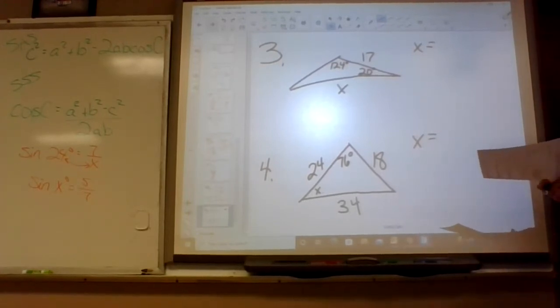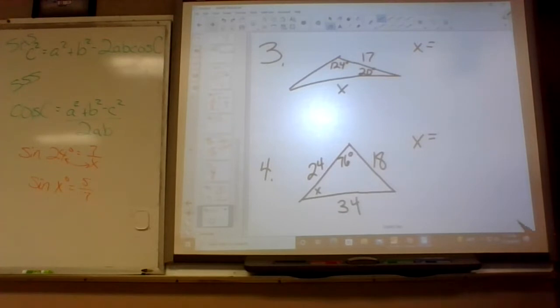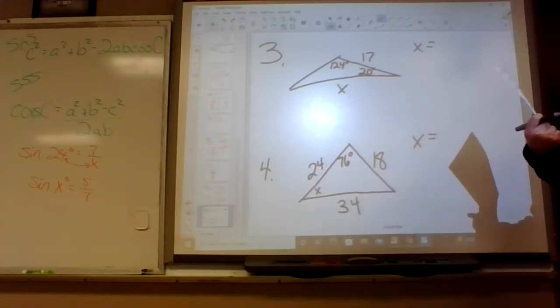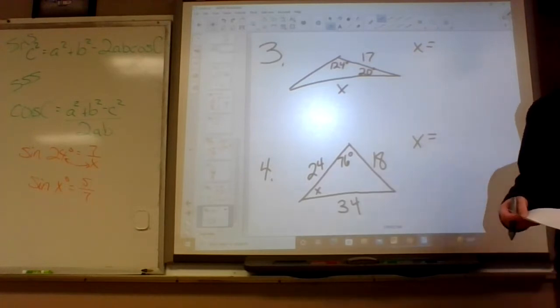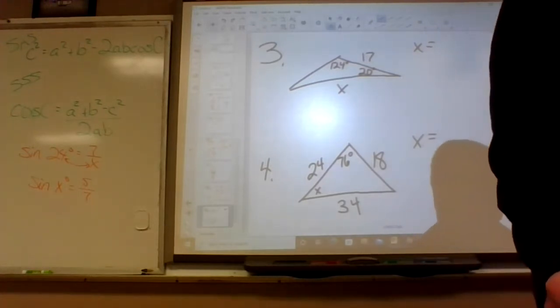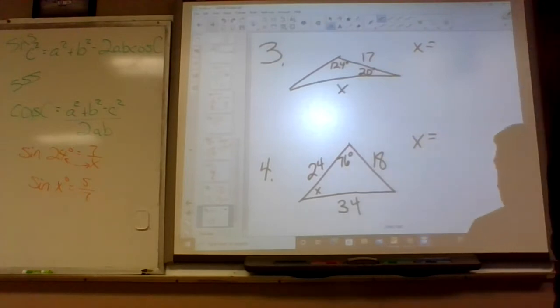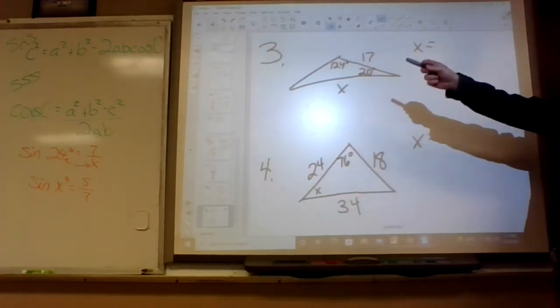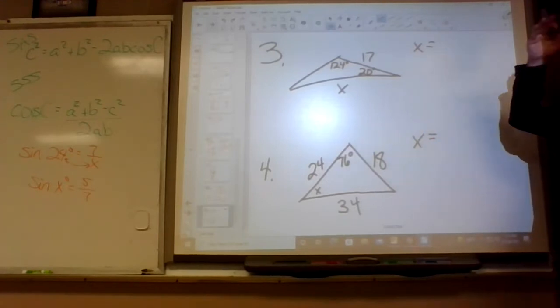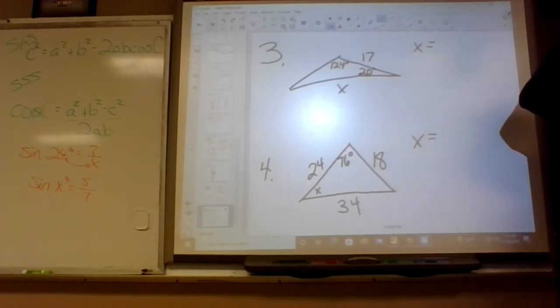We have to write it down? Or sign it? Side angle side. No, you just have to be able to use it. I didn't put it as a question on the test. Wait, we have to know the law of cosines? You have to be able to use law of cosines. You have to know the law of sines by heart.